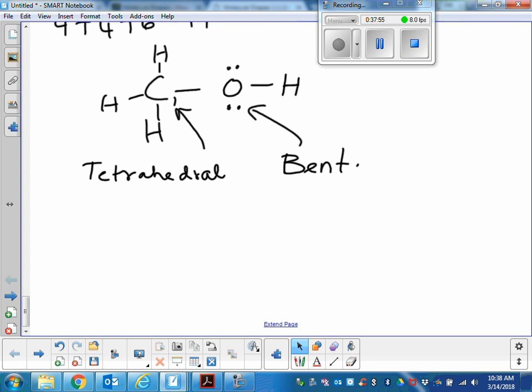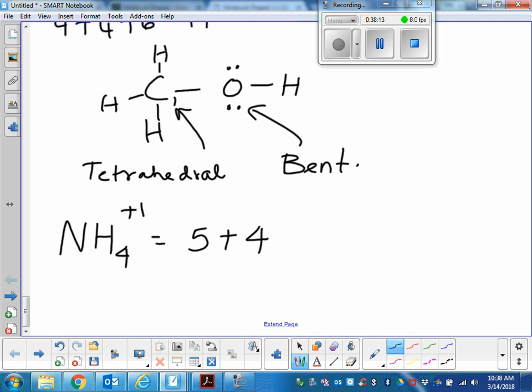Let's now do ammonium. Alright? Ammonium is an ion. So my nitrogen has 5 valence electrons. Each hydrogen has 1. But there is a +1. If it's a positive ion or a cation, has it lost or has it gained? Lost. So what do you do with the count? You subtract 1. So how many valence electrons should you actually account for? 8.